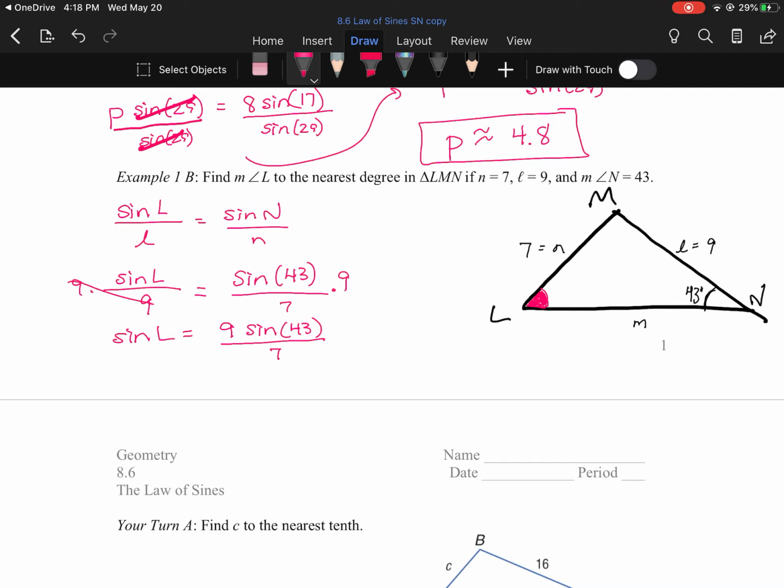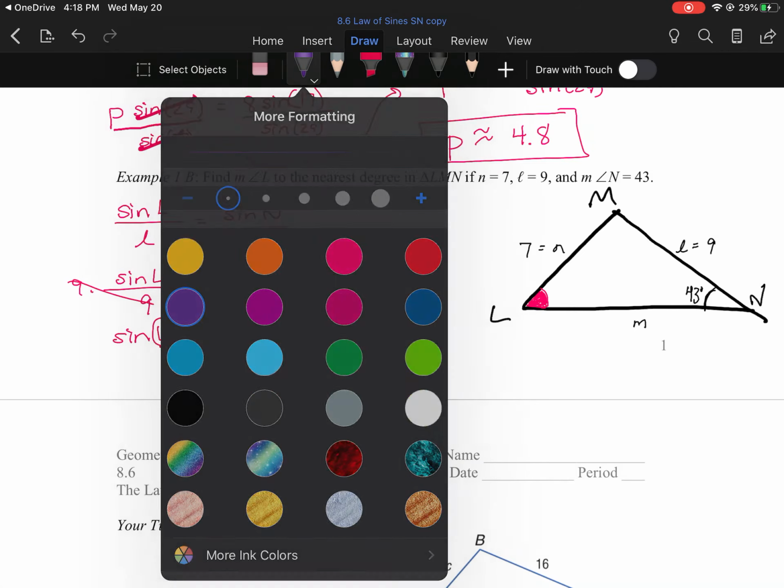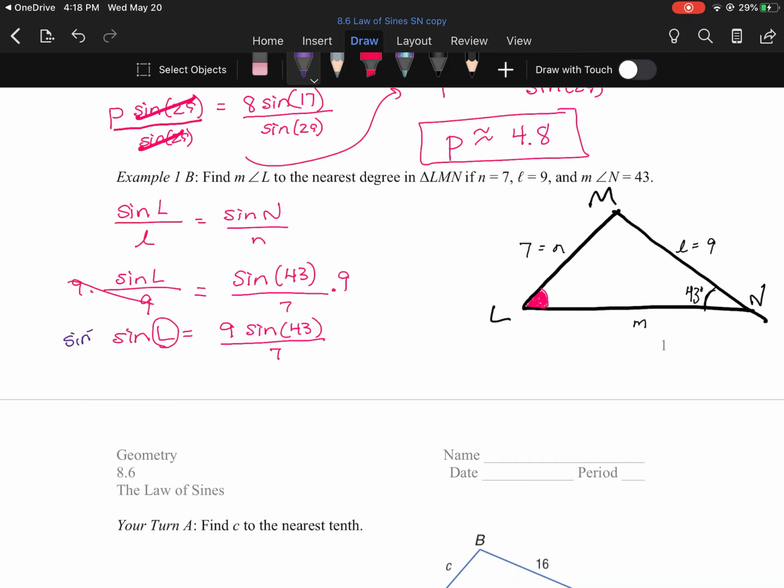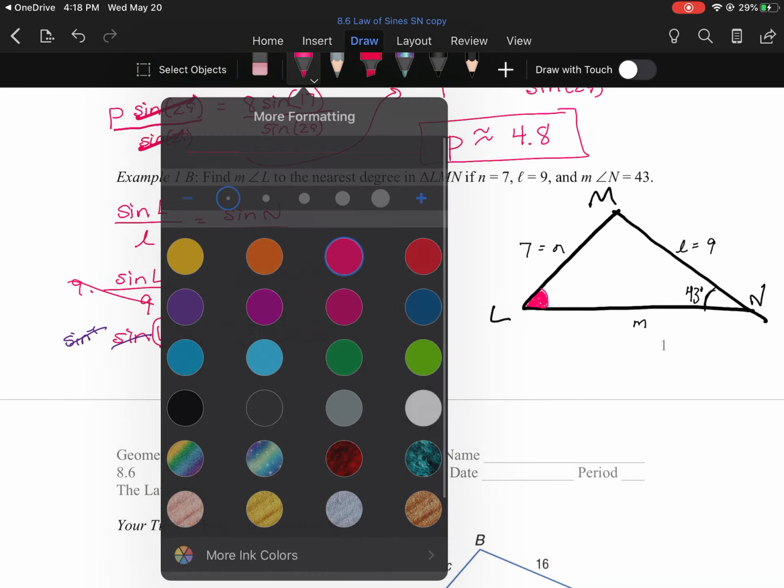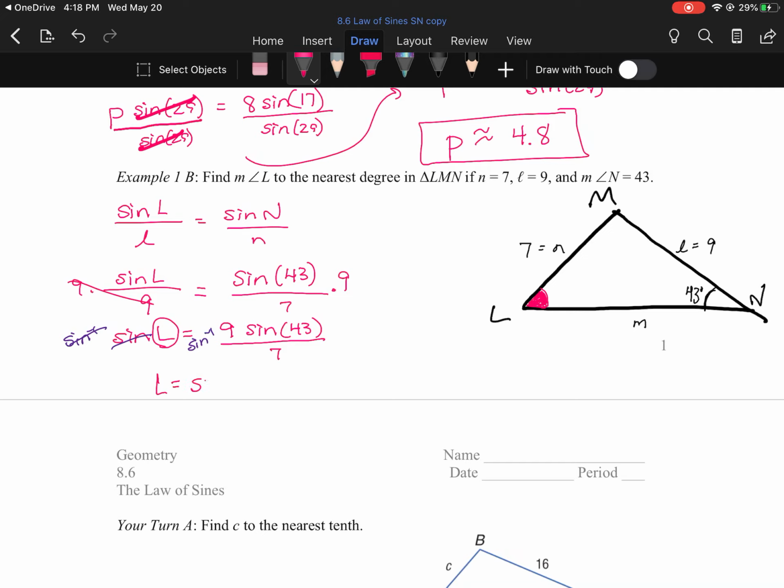Again, you are more than welcome to type that in the calculator before you continue. But we need to get L by itself. So think in your head, how do I get rid of sine? Well, we do sine inverse, but remember what we do to one side, we have to do to both. So we actually end up getting that L is equal to the sine inverse of this whole big thing. So 9 times the sine of 43 all over 7. And then if we type that in the calculator all at once, we end up getting the angle L is approximately 61.27 degrees.